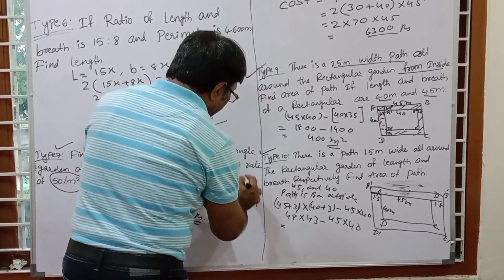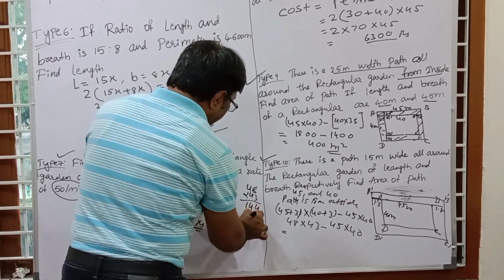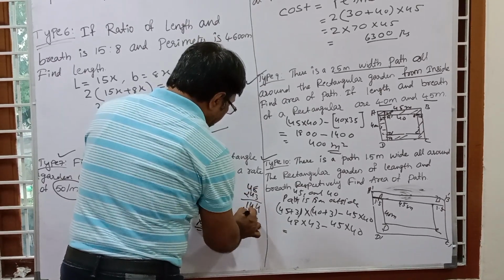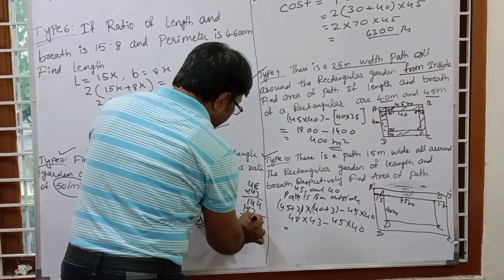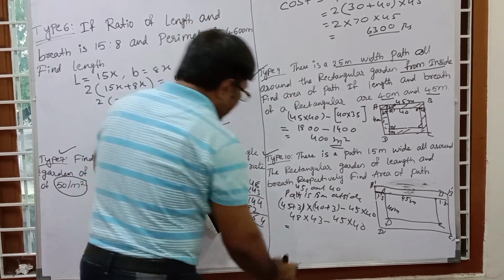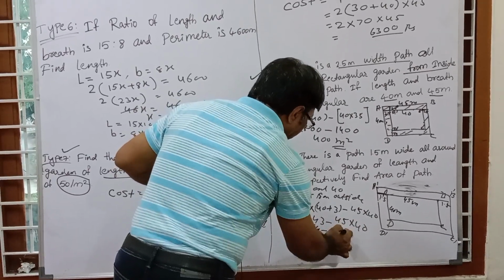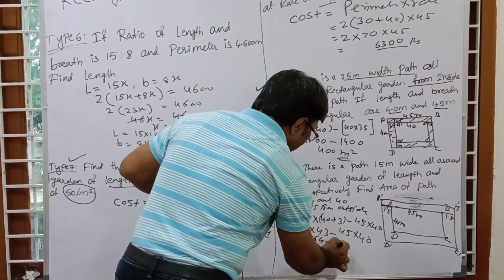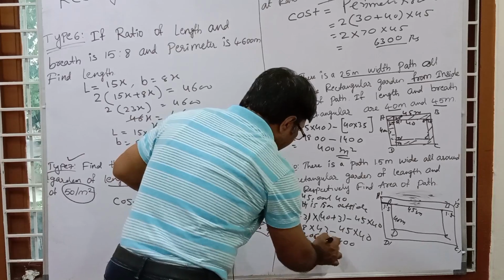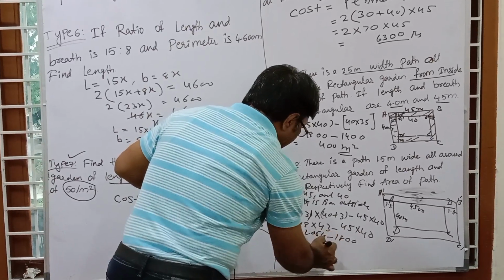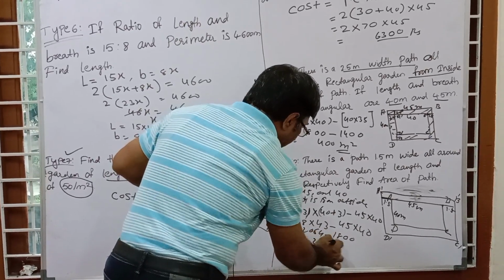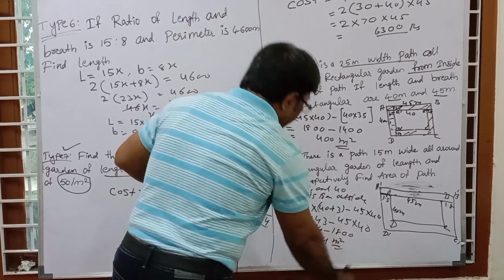3 8s are 24, 3 4s are 12 plus 2 is 14, 4 8s are 32, 4 4s are 16 plus 3 is 19. So this is 4, this is 6, 10, and 2064. So this is 2064 minus 1800. Our correct answer is 264 meter square.